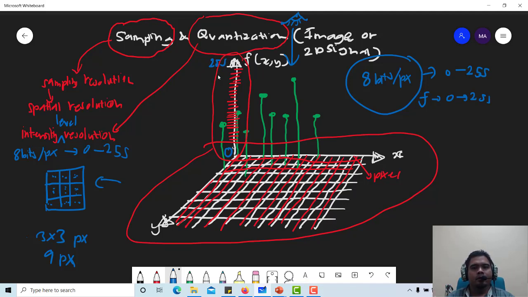I hope that by having this discussion, you can identify what a spatial resolution is, what an intensity level resolution is, and how they relate to sampling and quantization. Of course, the spatial resolution comes from the sampling, while the intensity level resolution comes from the quantization.